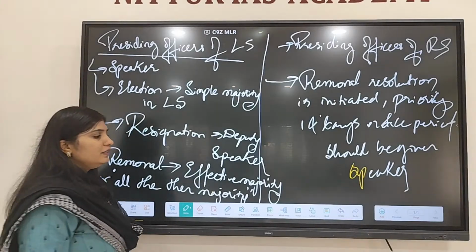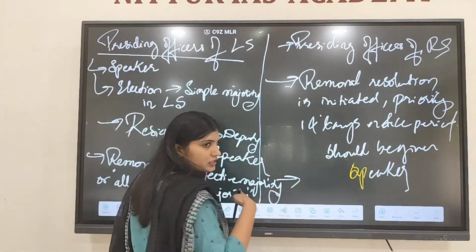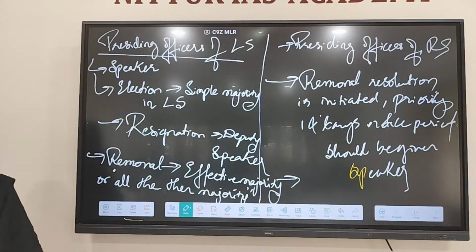Okay, and during the removal process, on the voting date, with the help of effective majority, the speaker can't proceed over that house. During the removal stage, the speaker can't preside, but he can be present on that removal day. He can also vote only in the first instance, not in the equality of votes.